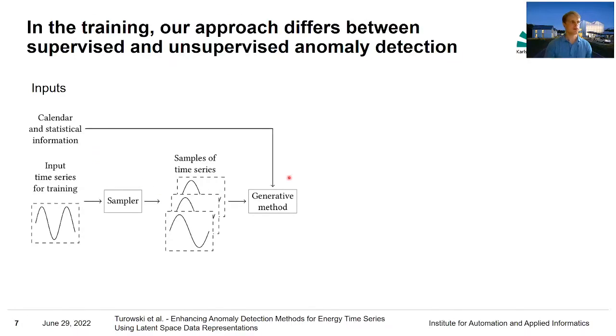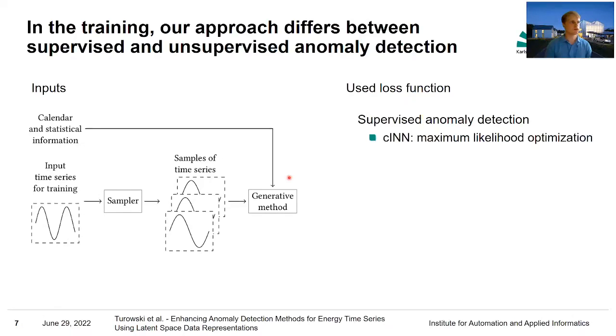And using these inputs, we use a loss function, of course. The neural networks require a loss function to learn the mapping, and we have to distinguish here the supervised and the unsupervised anomaly detection. For supervised anomaly detection and the conditional invertible neural network, we apply a maximum likelihood optimization, and for the conditional variational autoencoder, a typical reconstruction loss with regularization. Those are typical. That is why we don't go into details here. For more details, I refer you to the article.